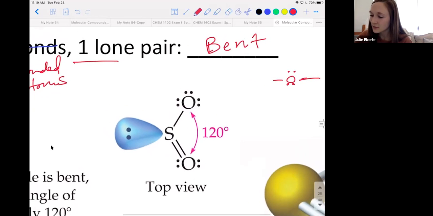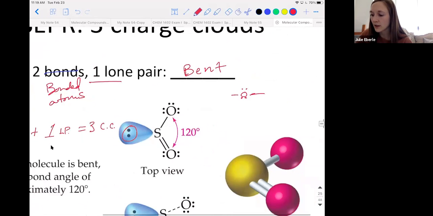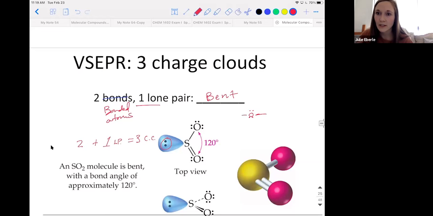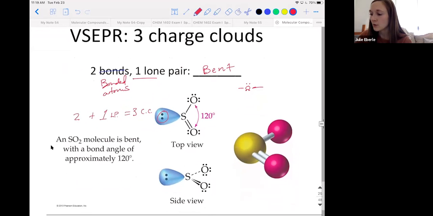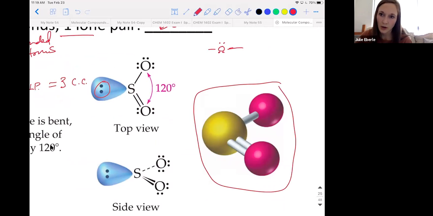But what you can count is the bonded atoms and the lone pairs on the sulfur. We have 2 oxygens, so that is 2 bonded atoms plus 1 lone pair on that sulfur. It's right here. And that adds up to 3 charged clouds. That is how you get a molecule that's bent. And that is different from the one above because you have a different number of bonded atoms and a different number of lone pairs. When we view the molecule, we actually don't see the lone pair in the actual geometry, but the lone pair is important for determining what the geometry is.